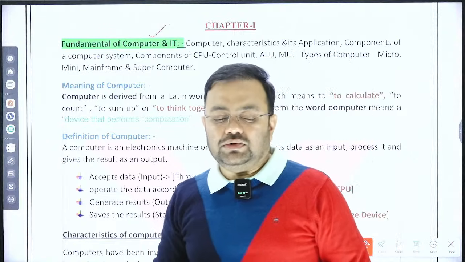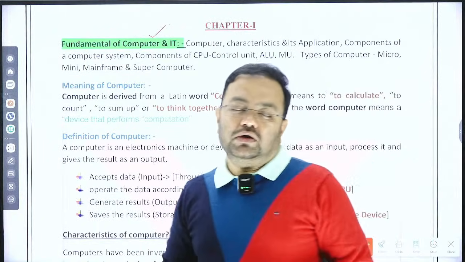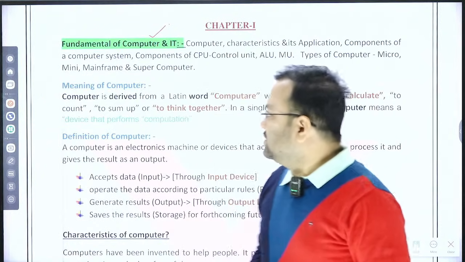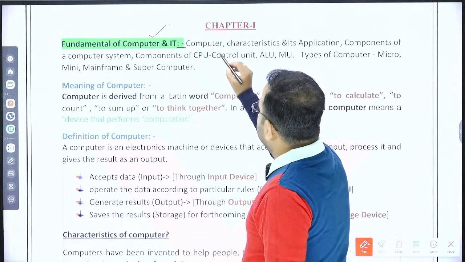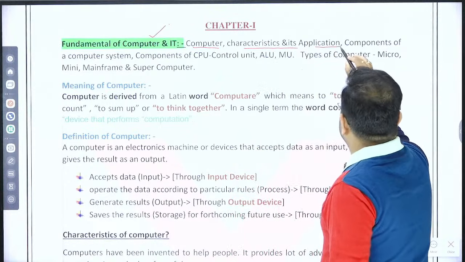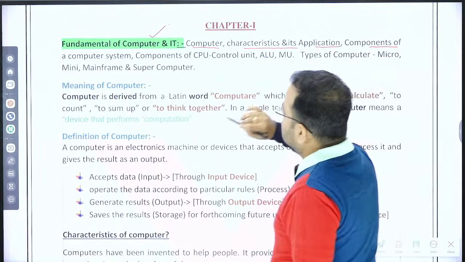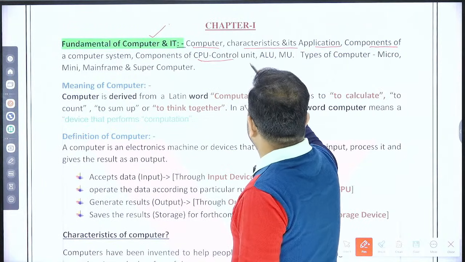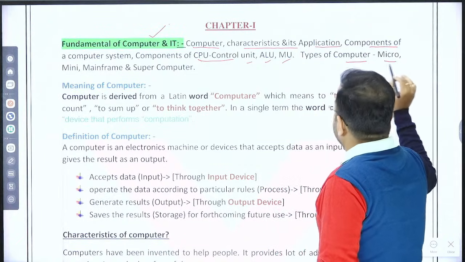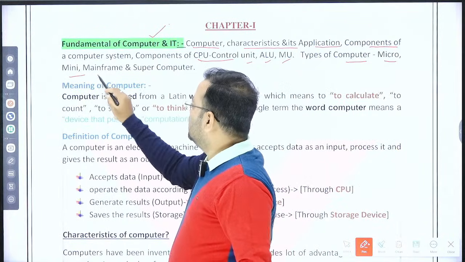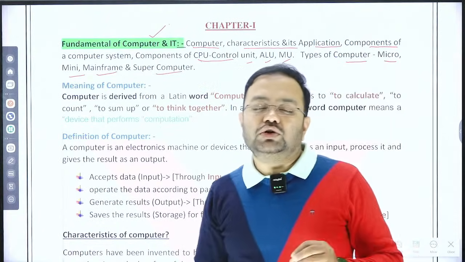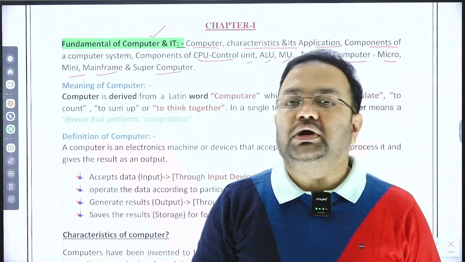So students, in this chapter, what modules are there, or we can say what sub-modules combine to make this chapter? You can see terms like what is a computer, characteristics of computer systems, applications of computers, components of a computer system, components of the CPU like control unit, arithmetic logic unit, memory unit, and different types of computers like microcomputers, minicomputers, mainframe computers, and supercomputers. So these are the modules relevant to the topic fundamentals of computer and IT.